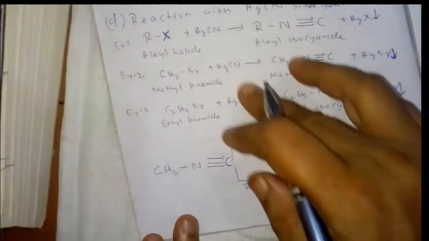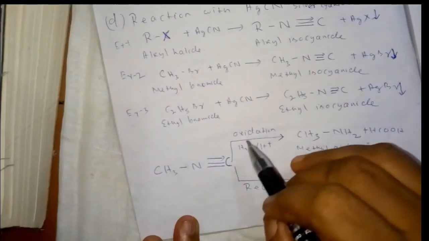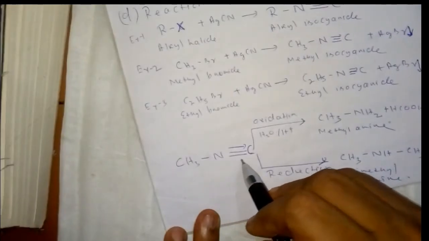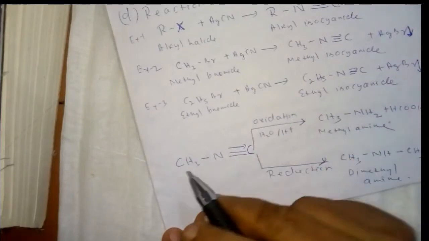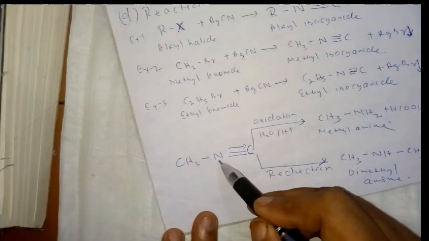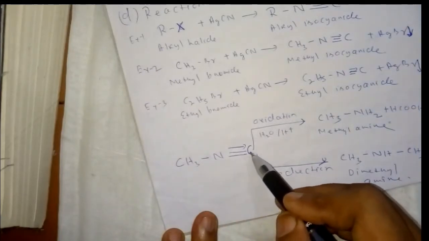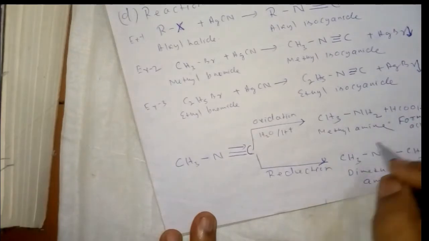As in the case of cyanide, we will read about oxidation and reduction here also. CH3NC, methyl isocyanide, on oxidation will give CH3NH2. The bond will break here. It will give an acid and an amine: CH3NH2 plus HCOOH, formic acid.